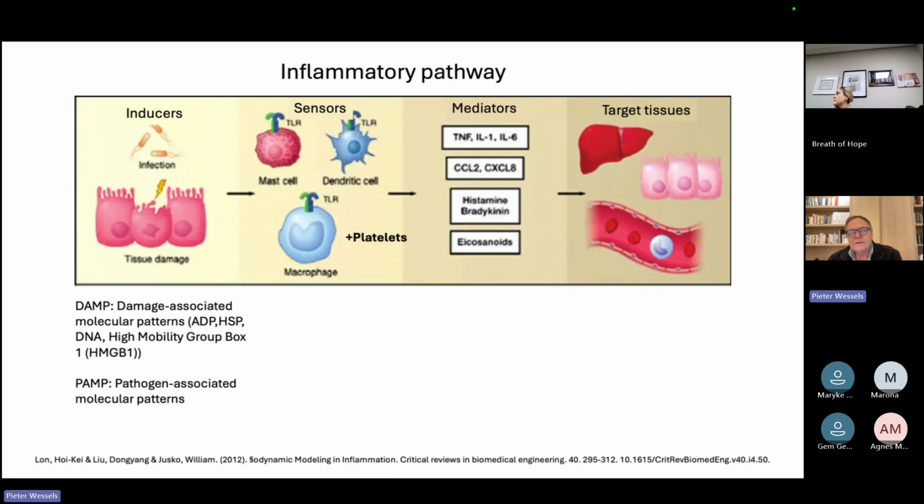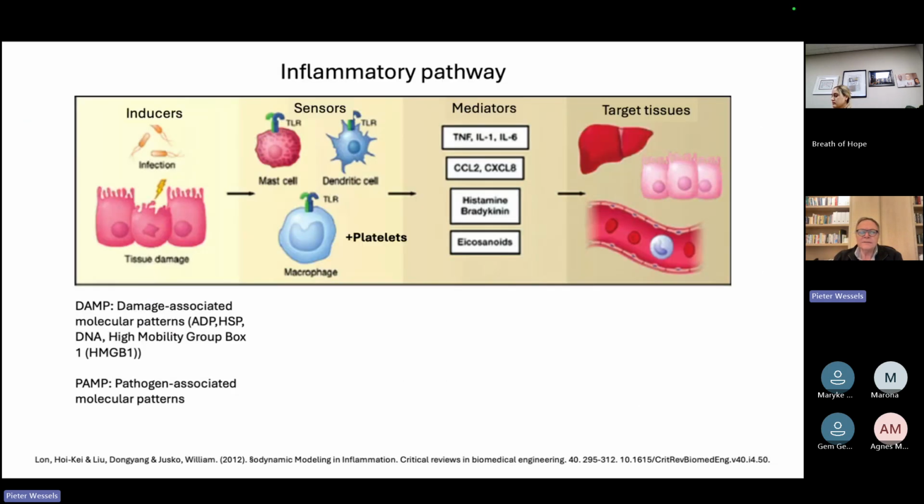These are the macrophages, the dendritic cells, which are all family of each other, mast cells, also family, and some platelets also, some of these sensors. Once they sense this damage in an area, they release mediators called interleukin 6, especially interleukin 1, and tumor necrosis factor, and then other CCL2, nobody needs to know this, histamine, bradykinin. That's the response from these cells. And then we have the effector organ, but just to keep in mind, that's what really happens.